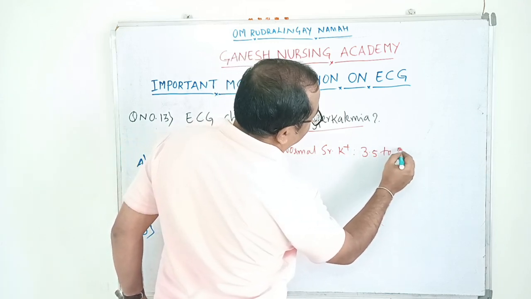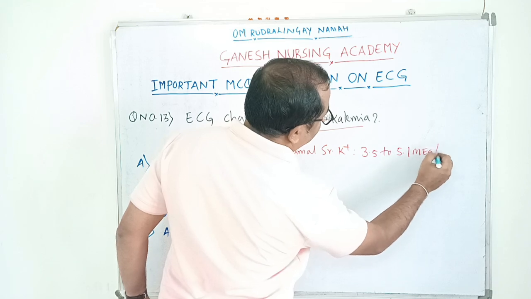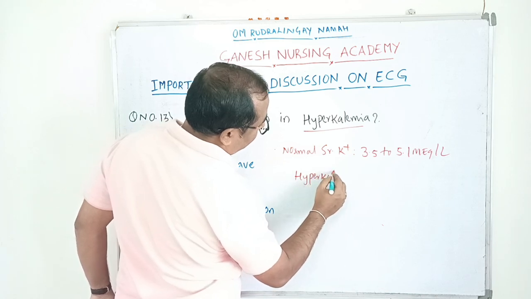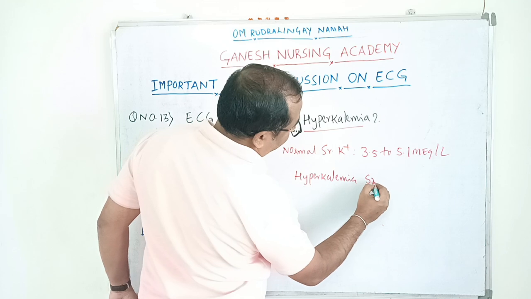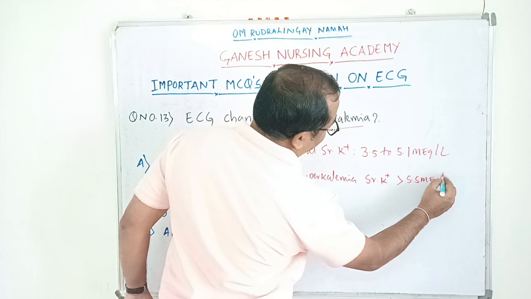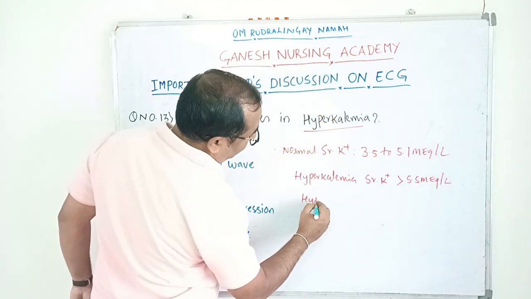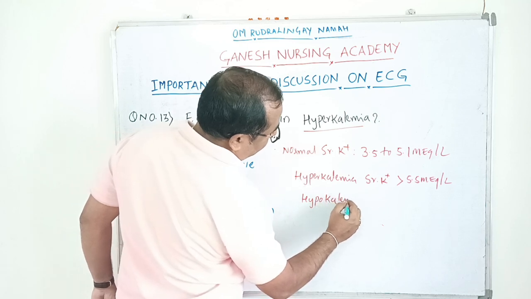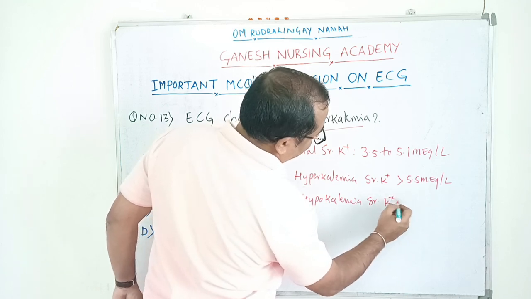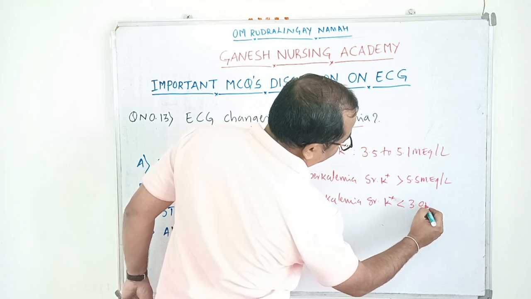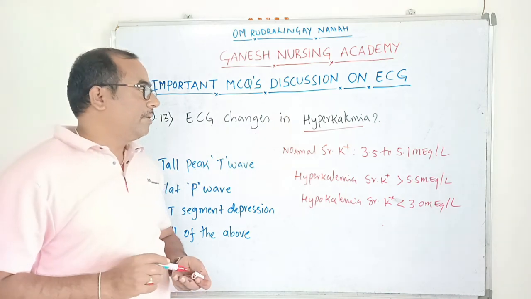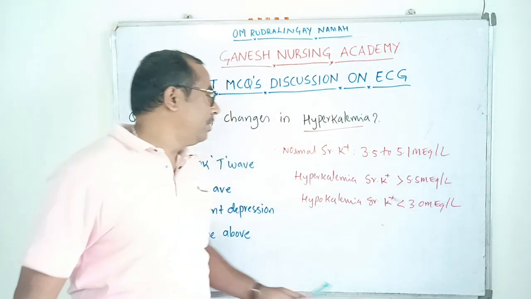3.5 to 5.1 milliequivalent per liter. This is normal serum potassium. Okay, so when can we say hyperkalemia? When the serum potassium level is above 5.5 milliequivalent per liter, it is known as hyperkalemia. When can we say hypokalemia? When the serum potassium level is less than 3 milliequivalent per liter, it is known as hypokalemia. Okay, so this is about hyperkalemia. Normal serum potassium is 3.5 to 5.1 milliequivalent per liter.